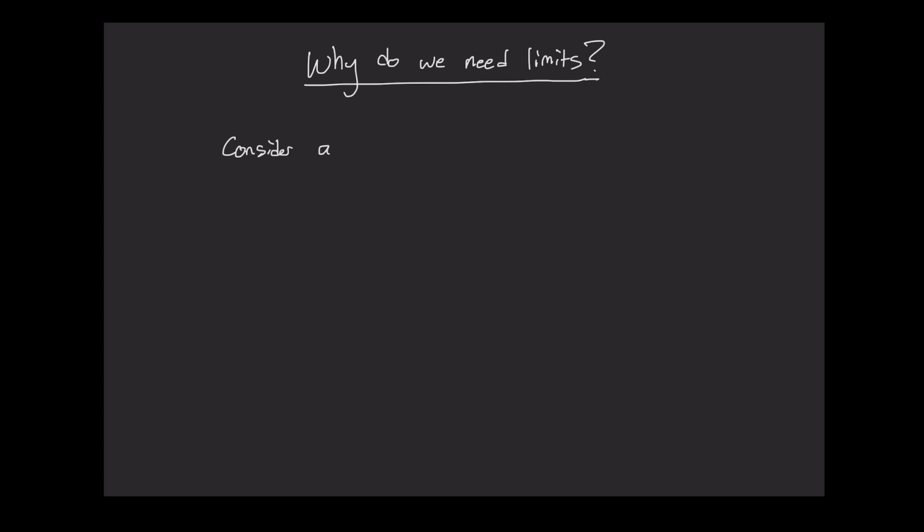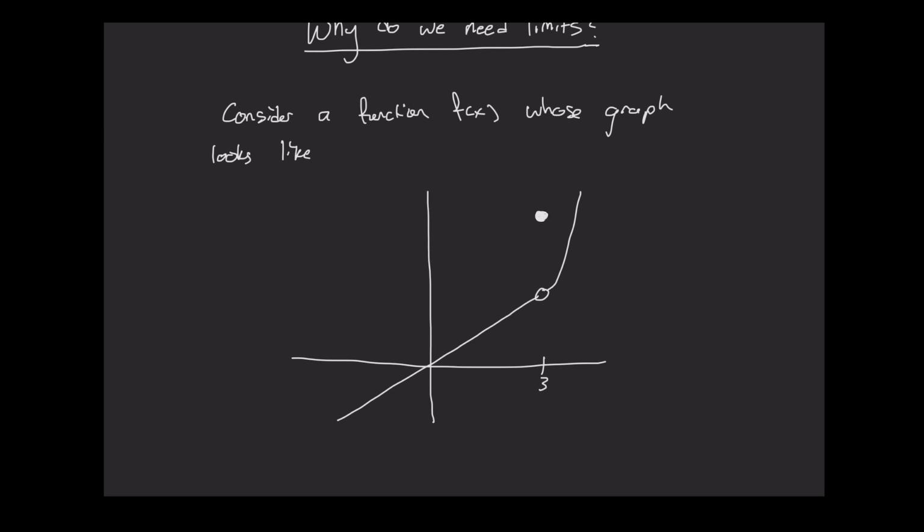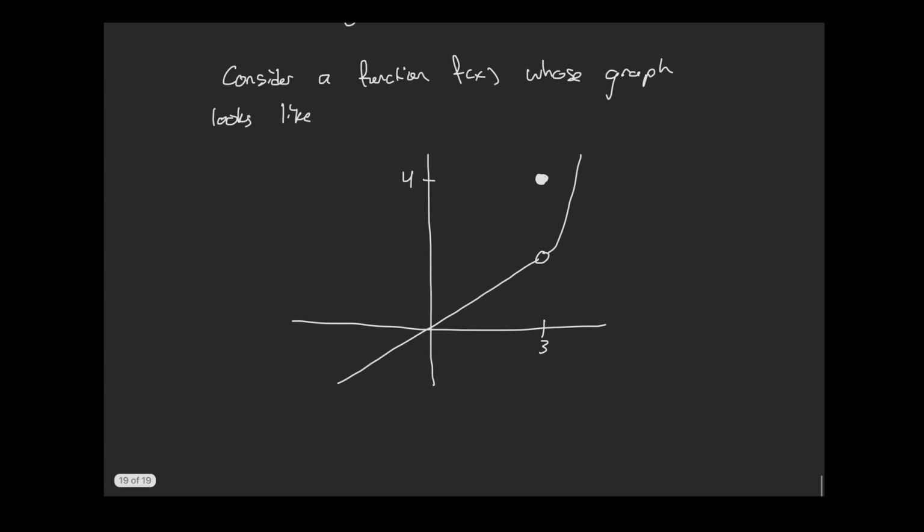Okay, so the problem you want to consider here is a function f of x whose graph looks like, so let's draw a graph. Let's draw a plane, and maybe it looks a little bit linear, and I want to put a hole there, and let's make it curve up after. So this hole is at x equals 3, and the function value we'll put up at 4.